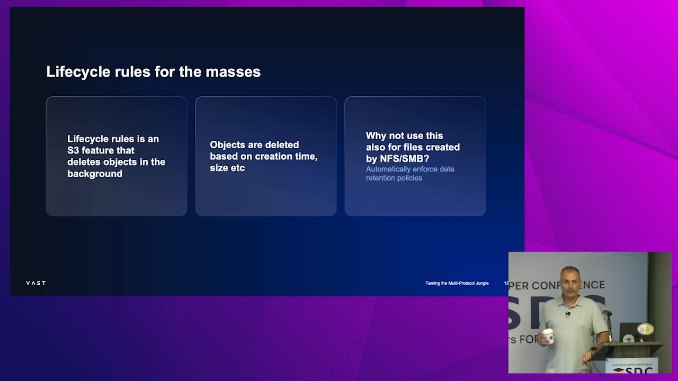So remember, again, we don't have S3 objects stored on VAST. So it would have been more difficult for us to limit this feature only to S3, because we don't know if an object is an S3 object or a file. So with lifecycle rules on VAST, you can also delete NFS and SMB files.